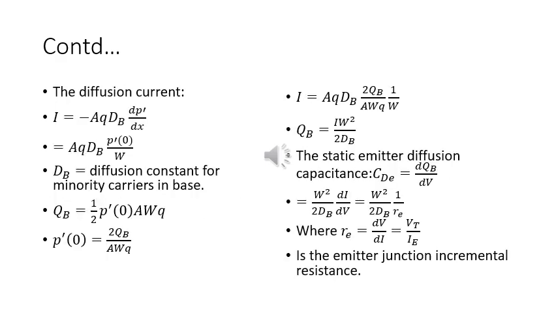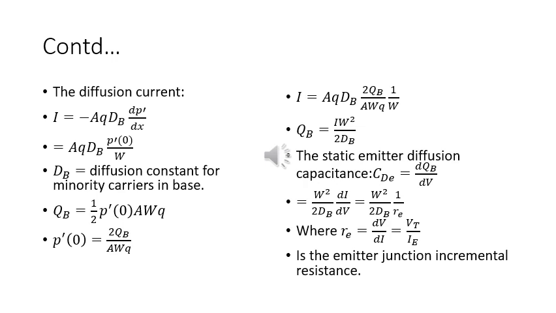The diffusion current I is equal to minus AqDB dP prime by dx, which is equal to AqDB P prime 0 upon W. DB represents the diffusion constant for minority carriers in the base. QB is equal to half P prime 0 AWq. P prime 0 is equal to 2QB upon AWq. I is equal to AqDB times 2QB upon AWq times 1 upon W. Therefore, QB is equal to IW square upon 2DB.